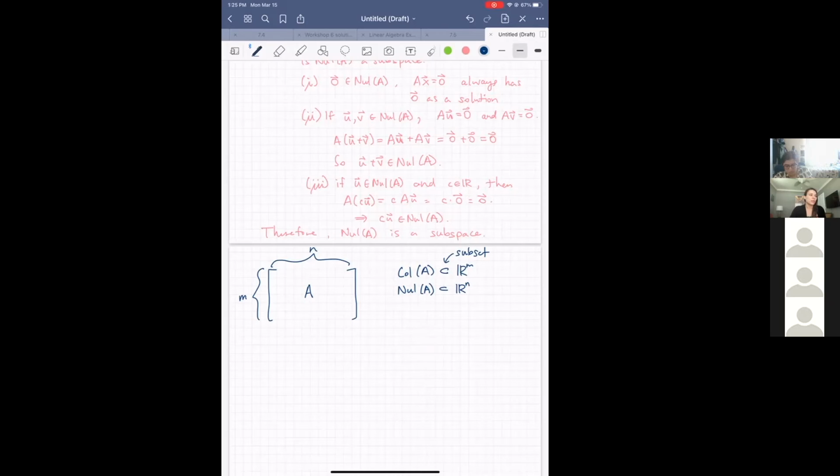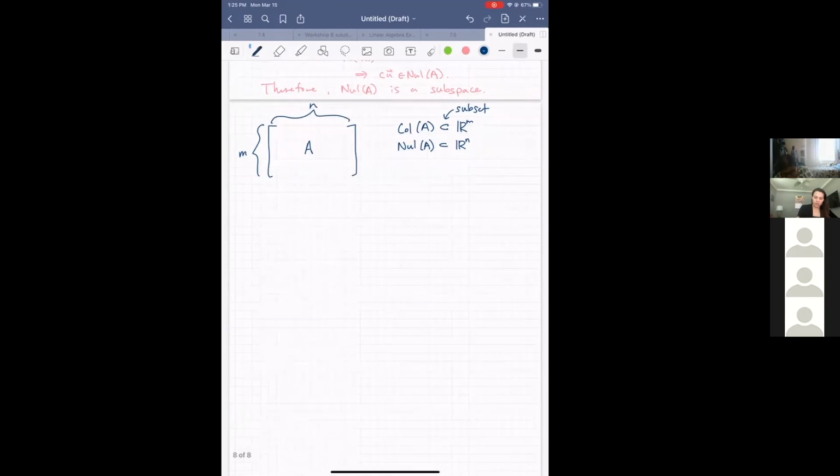Okay, so let's do an example of finding the column space and null space. If you're just given a matrix, you would want to row reduce it before you try to figure out what the null space and column space are. But just to avoid doing all that tedious work, I'm going to give a matrix that is already row reduced.